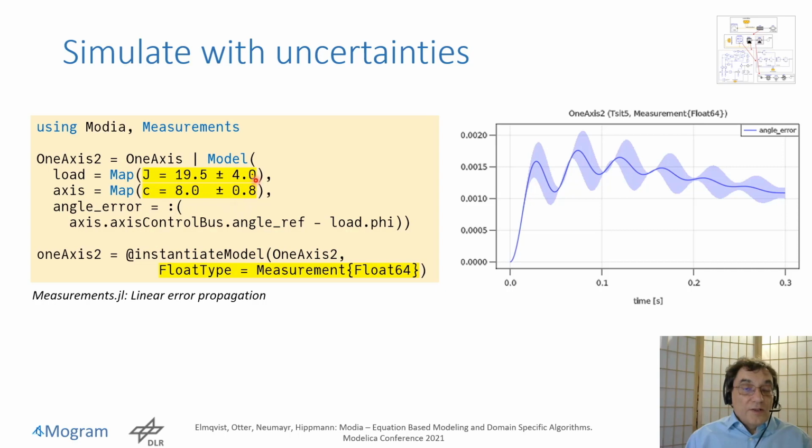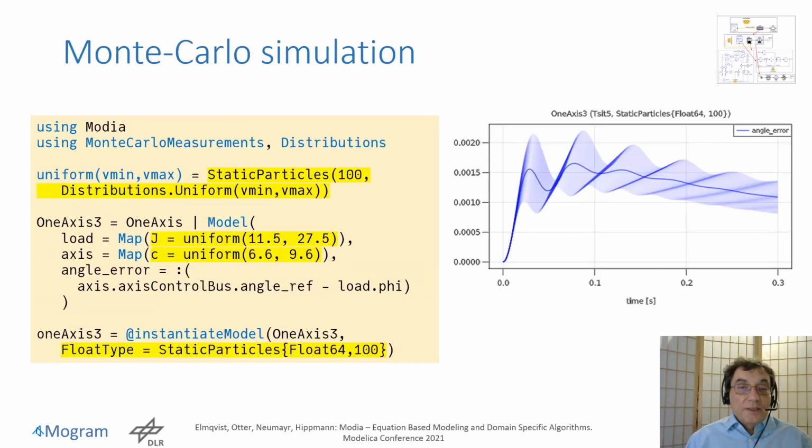A merge command can also contain uncertainties. And then for the instantiation, you have to define a floating type of measurement. And then linear error propagation is used to propagate these uncertain values to all variables and to the simulation and into all time instances. As a result, you get something of this kind. You get the nominal value of this curve and then the uncertainty range with linear error propagation theory.